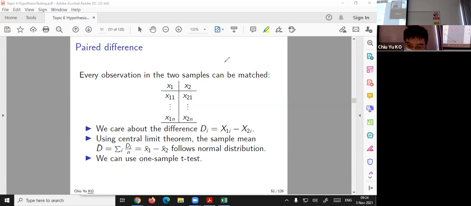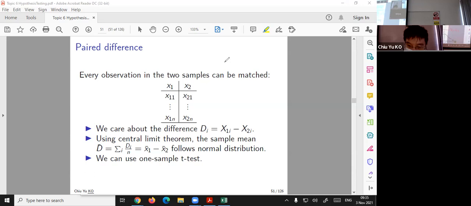Object one, you measure before intervention and after intervention. Object two, the same. What you care about is the difference, so D is the thing we care about. Basically we apply a one-sample test on D, and because we usually don't know sigma, we just use the t-test. That's it. I'm done.